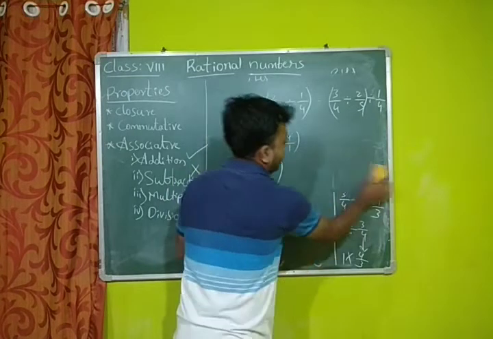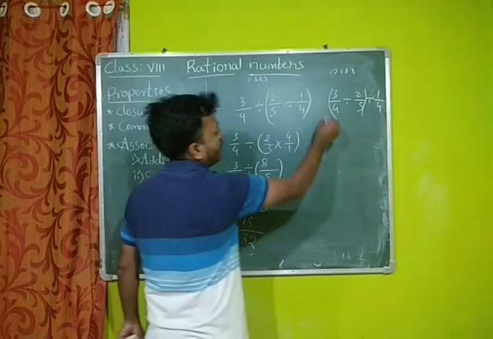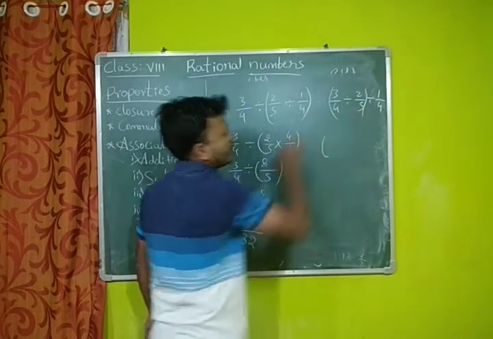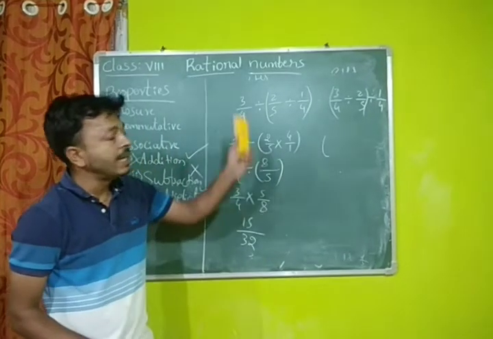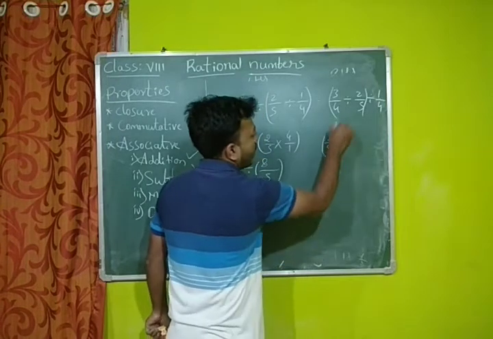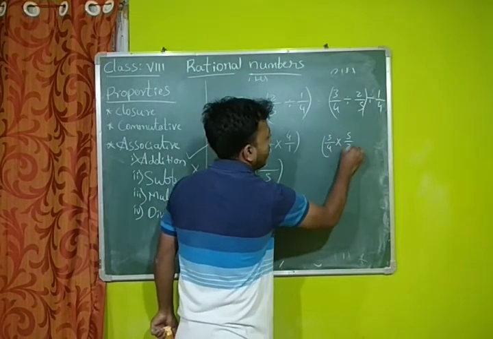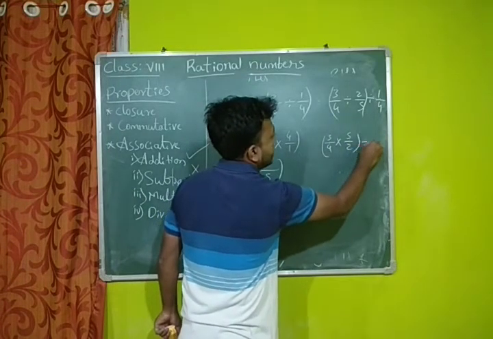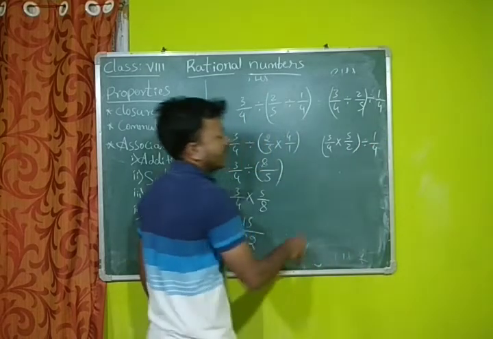Here this is 3 upon 4. First you have to solve this. Whatever there is in the bracket, you have to solve that. Same 3 upon 4, here multiplied by 5 upon 2, and this one as it is. Afterwards we may solve this.